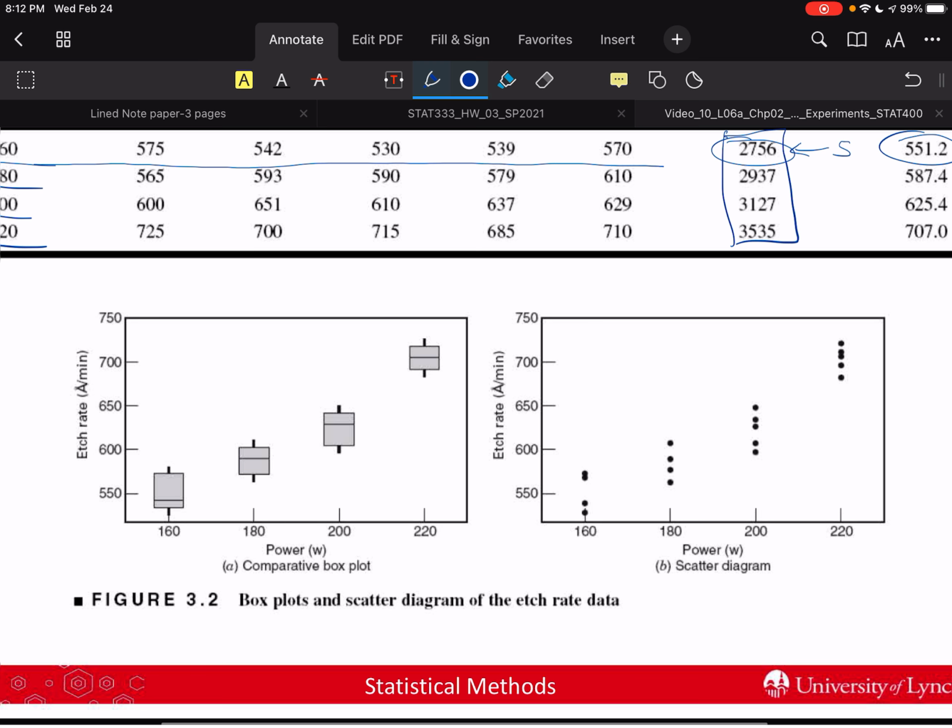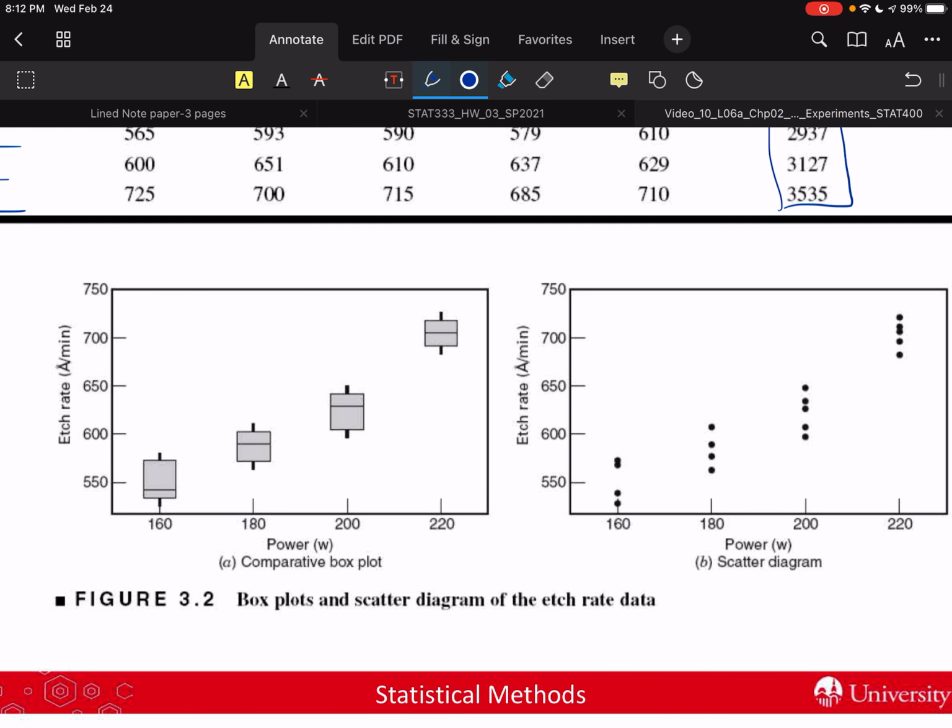Okay, so now what they've done is they've done box plots, and we'll learn how to do these box plots. I've already shown you how to do this for 2 levels. It's very easy to do it for 4 levels if the data's in the right configuration. And so by putting all 4 box plots on the same chart, we can see that the etch rate generally increases as we increase the power, right?